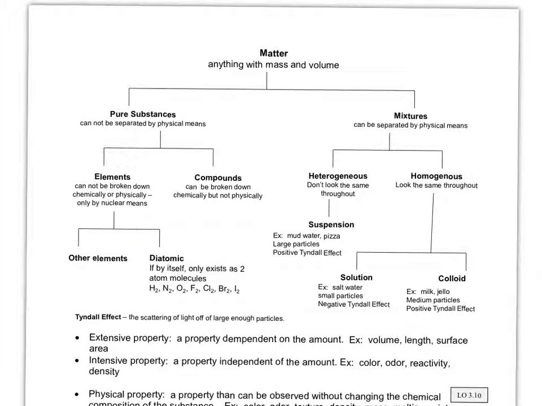There are about 118 elements that have been discovered so far. They're on the periodic table, so if it appears on the periodic table, whether it's the symbol or the name, you know that it's an element. So think like sodium or carbon or hydrogen.